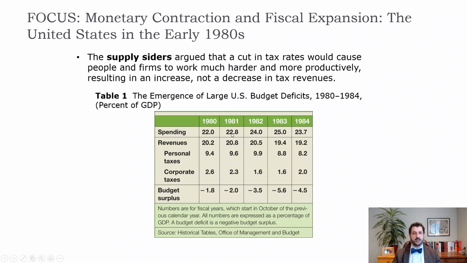And at the same time, we had been increasing government spending. This was sort of the height of the Cold War. So military spending was high. We had gone up to 25% by 1983 before coming back down a bit in 1984. But the combination of higher spending and decreased tax revenues is, of course, a fiscal expansion, shifting our IS curve to the right and leading to a budget deficit, right? And so you can see our budget deficit was 5.6% of GDP in 1983 and 4.5% of GDP in 1984.